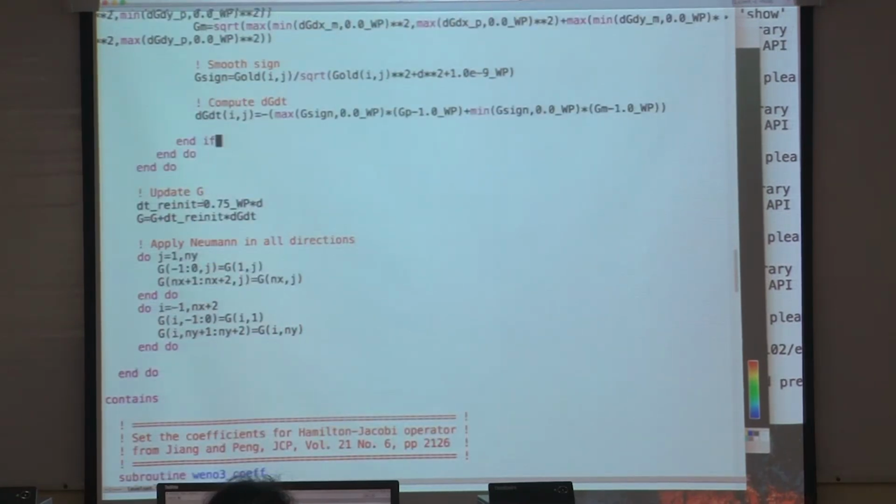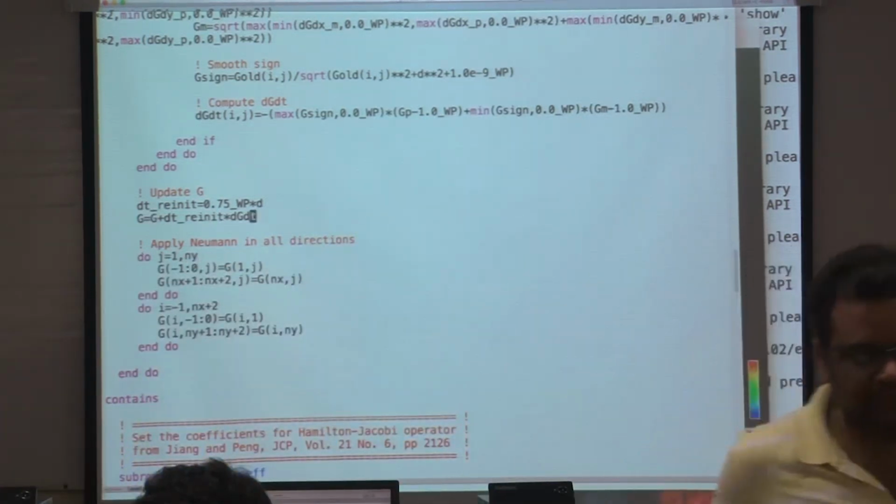I integrate way faster than Sussman. Sussman was using a fifth order WENO. I use a third order WENO. As you decrease the accuracy of your schemes, you usually are in a position to increase the CFL at which you run. The CFL, I said, was set by D. Here I'm going to use 0.75 times D. So I have some safety margin, but not enormous. And then I just do first order forward Euler. I do g is equal to g plus dt times dg dt. That's it.